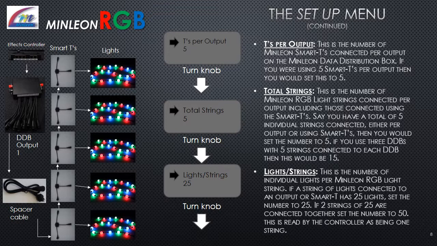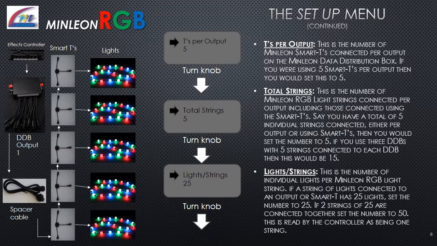Total strings. This is the number of Minleon RGB light strings connected per output, including those connected using the Smart Tees. Say you have a total of 5 individual strings connected, either per output or using Smart Tees. Then you would set this number to 5. If you use 3 DDBs with 5 strings connected to each DDB, then this would be 15.